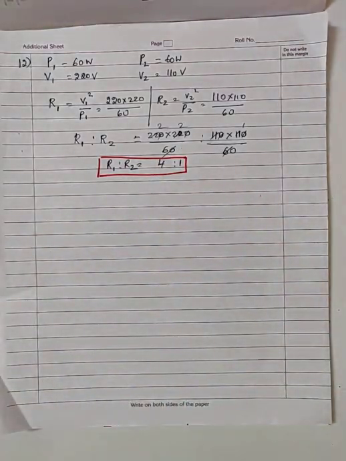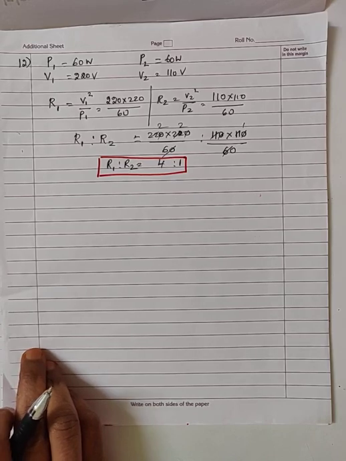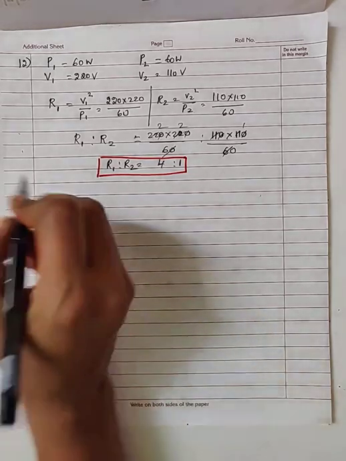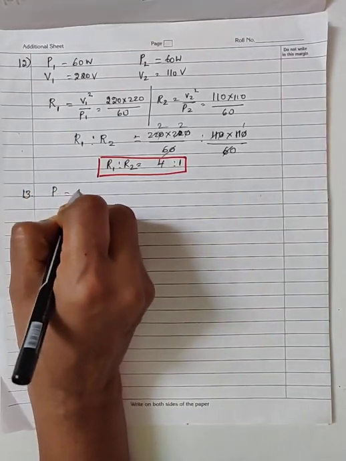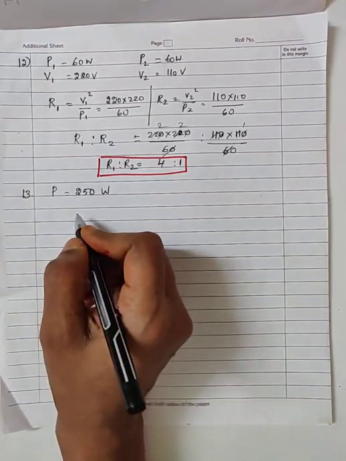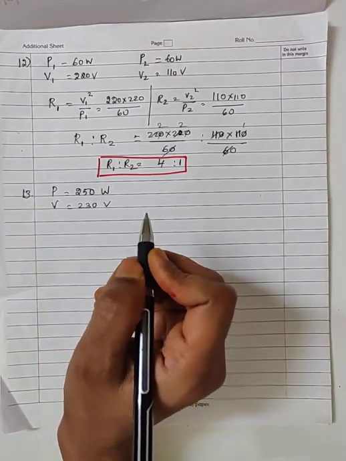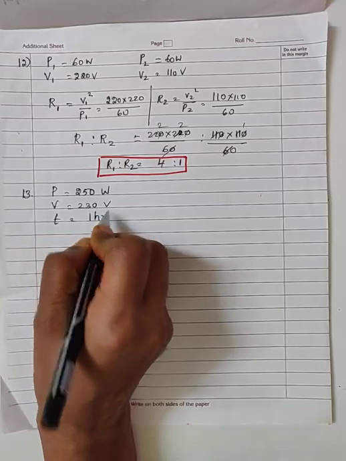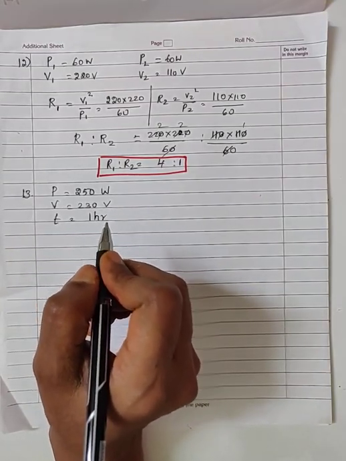Then come to the 13th question. In the 13th question, the power and the voltage of the bulb are given. You are asked to calculate the energy consumed in 1 hour. So we write the data. Power is given as 250 watt, and the voltage is given as 230 volt. And the time is given as 1 hour. Time T is equal to 1 hour. You are asked to calculate the energy consumed in 1 hour.